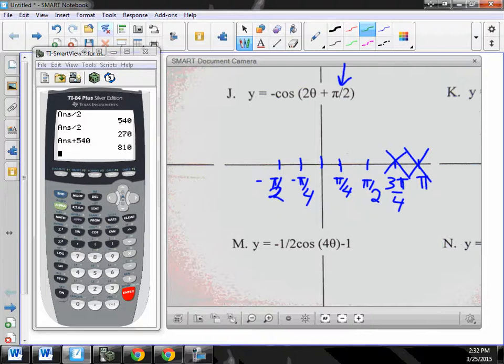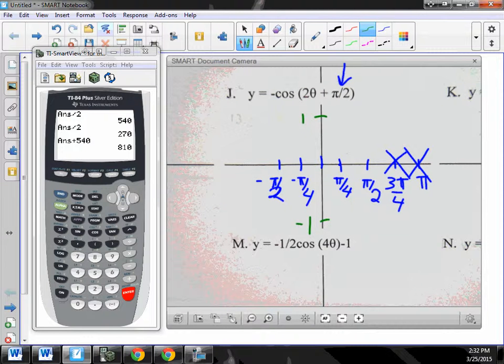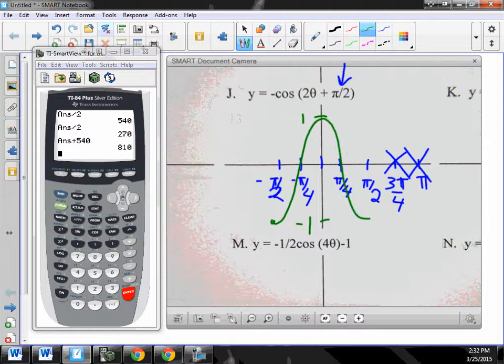Okay. And what else about this graph? What's the max? 1 and -1, and the graph is upside down. So bottom, middle, top, middle, bottom. Oh, you were doing so well until you fouled it up.